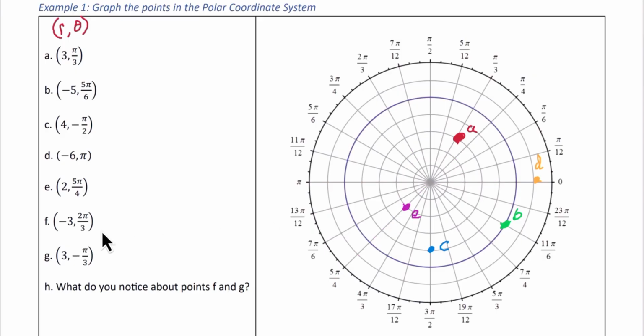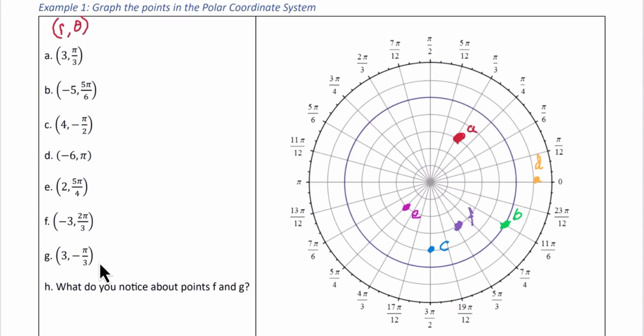F is negative 3, 2 pi thirds. Starting on the polar axis, we will sweep out to 2 pi thirds. This is our terminal side. R is negative 3, so we want to come to the opposite side of that terminal side, down here, and we're looking for 3 units. 1, 2, 3. This is point F.